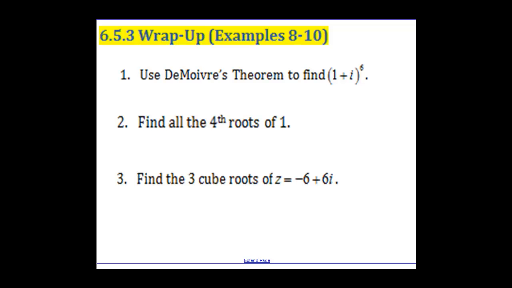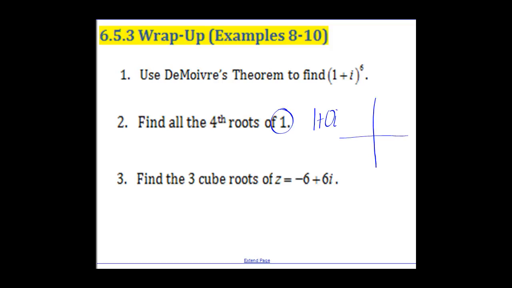Are you going to try the wrap-ups for examples 8, 9, and 10 in your notes? Number 1, use de Moivre's theorem to find the quantity 1 plus i to the 6th. Make sure you have the formula handy. Number 2, find the fourth root of 1. So 1 is not in trig form, but you could rewrite it as 1 plus 0i.